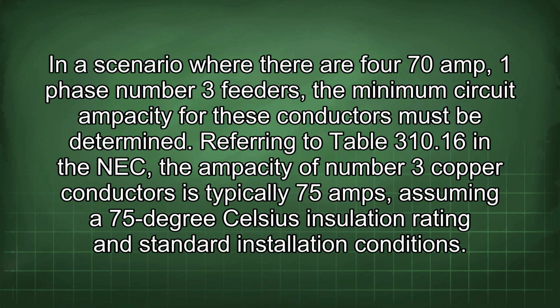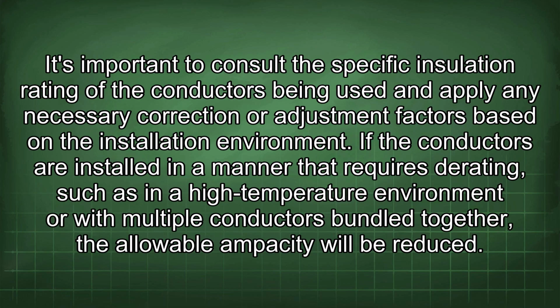In a scenario where there are 4 70 amp, single-phase, number 3 feeders, the minimum circuit ampacity for these conductors must be determined. Referring to Table 310.16 in the NEC, the ampacity of number 3 copper conductors is typically 75 amps, assuming a 75 degrees Celsius insulation rating and standard installation conditions. It's important to consult the specific insulation rating of the conductors being used and apply any necessary correction or adjustment factors based on the installation environment.